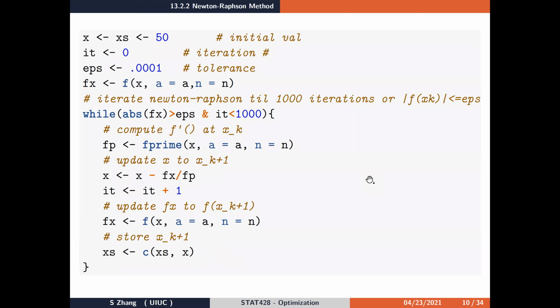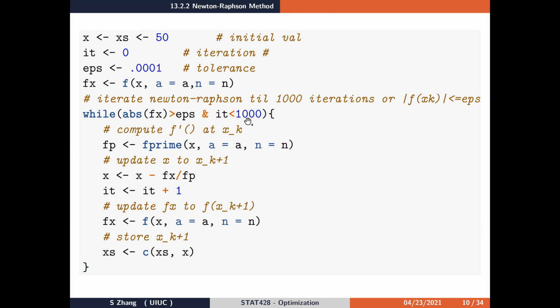So here's the code for Newton-Raphson. We begin with initializing the x's and the f(x). And we also initialize the iteration number and set the tolerance level. Next, we can begin iterating the Newton-Raphson algorithm until 1000 iterations has been reached, or until the absolute value of f(xk) is less than or equal to our tolerance.